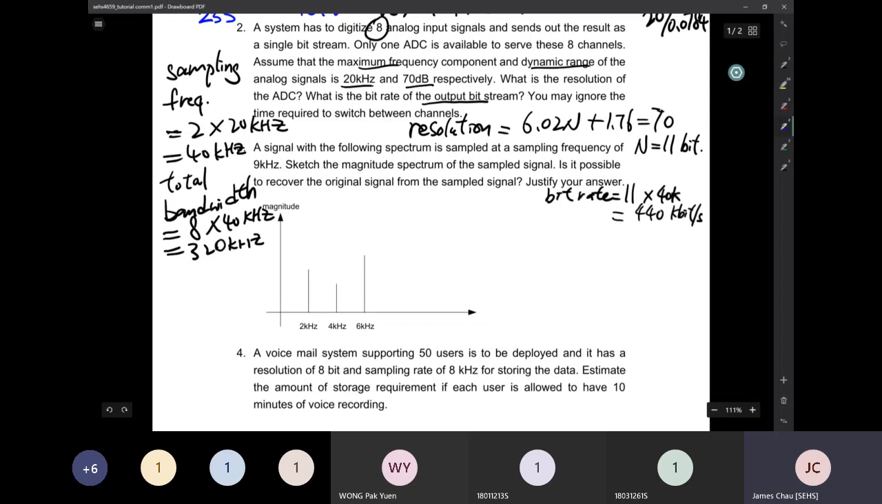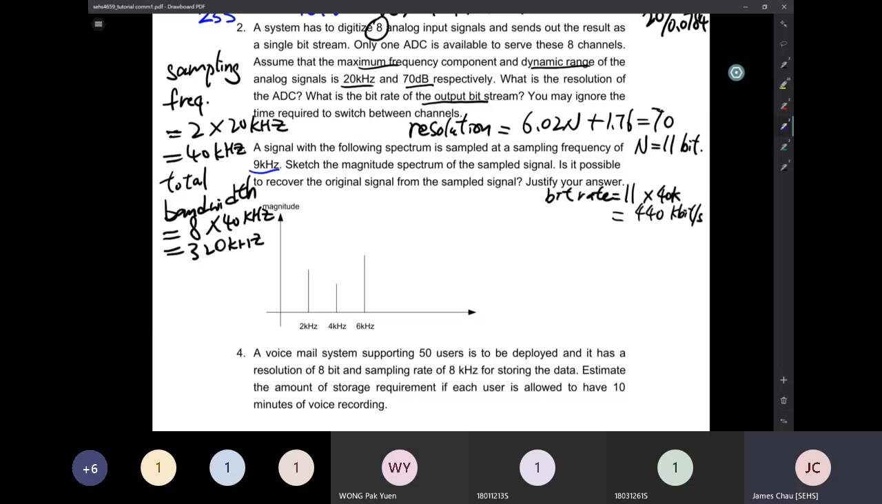Now, in question 3, we have a signal with the following spectrum, sampled at the frequency 9 kHz, and we are going to sketch the magnitude of the spectrum of the sampled signal. And we are also asked, is it possible to recover the original signal from the sampled signal, and justify your answer? Now I can try to draw the first sample for you, and you can complete the others for the sampling spectrum. Now remember, this is the original.